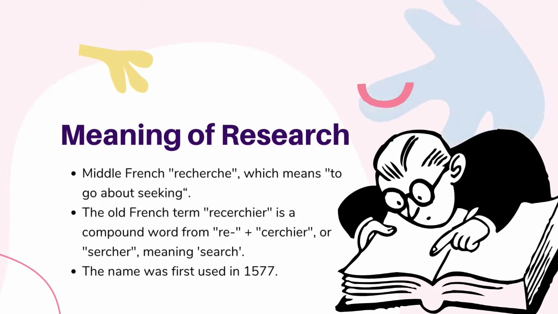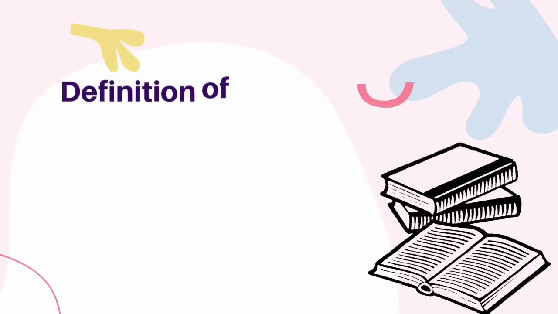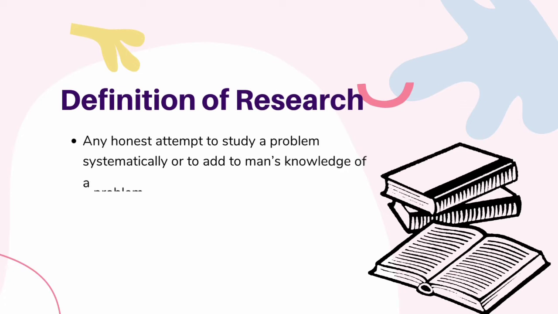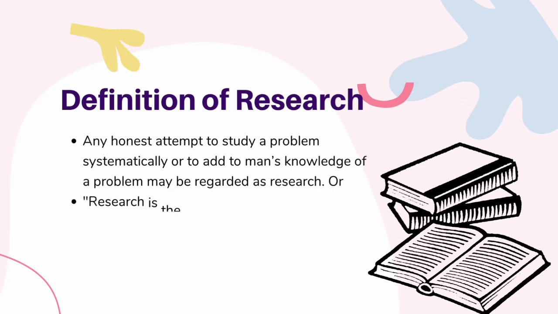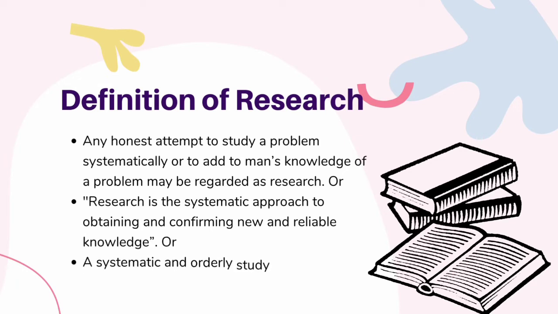What is the definition of research? Any honest attempt to study a problem systematically or to add to man's knowledge of a problem may be regarded as research. Or research is the systematic approach to obtaining and confirming new and reliable knowledge. Or it can also be defined as a systematic and orderly study of a problem is called research.